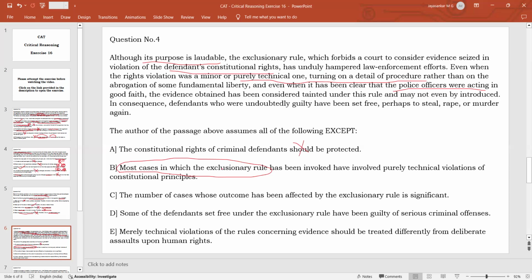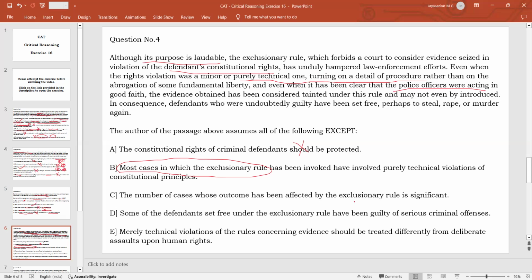So this could be your answer, because the author is not assuming that most of the cases in which the exclusionary rule is used, it is misused. He says that there have been cases where the exclusionary rule is misused by the criminals to escape punishment. But most cases are not like that. He's not saying that. So this could be an assumption that is not made by the author. Could be your answer.